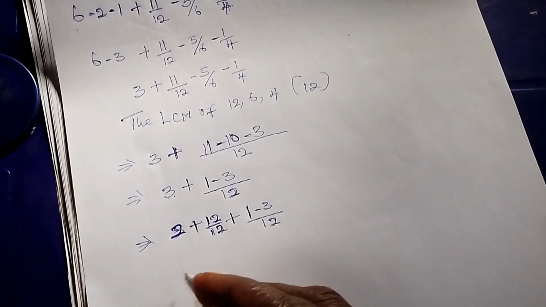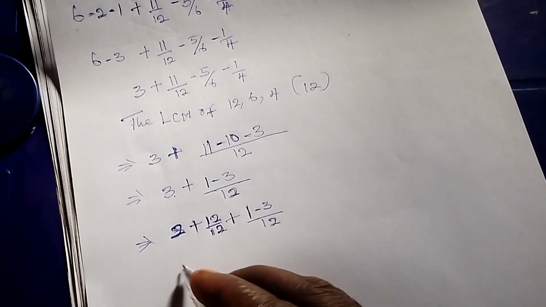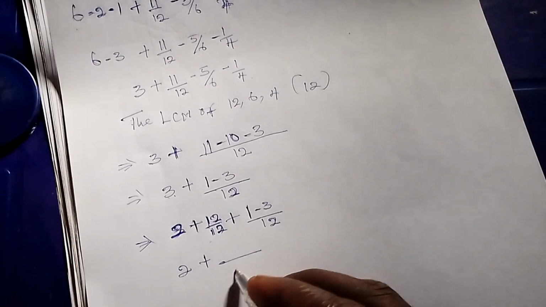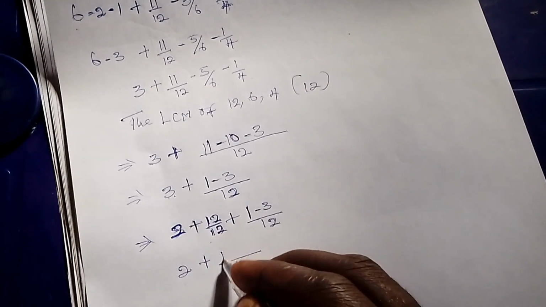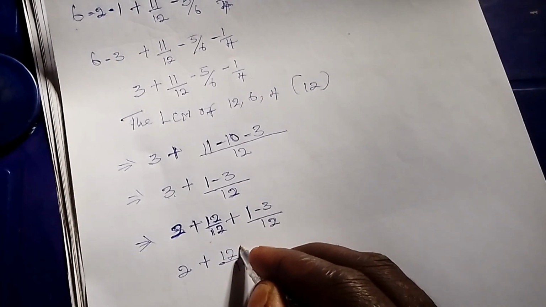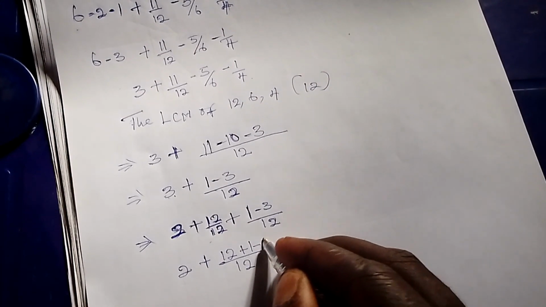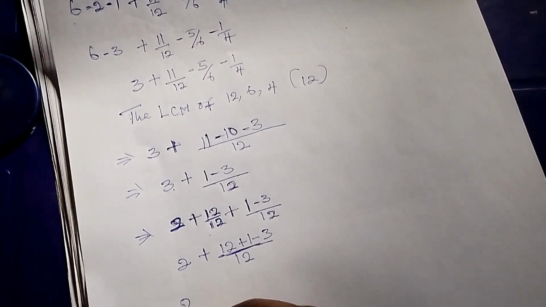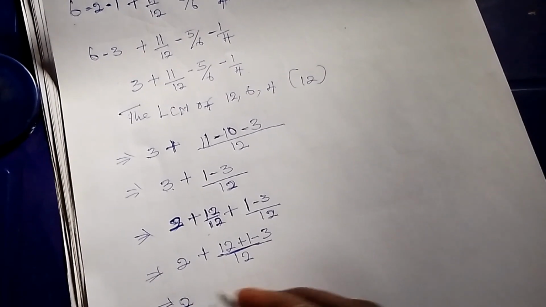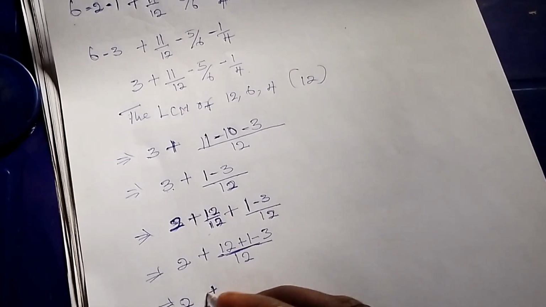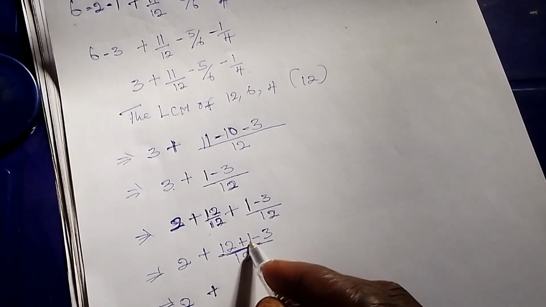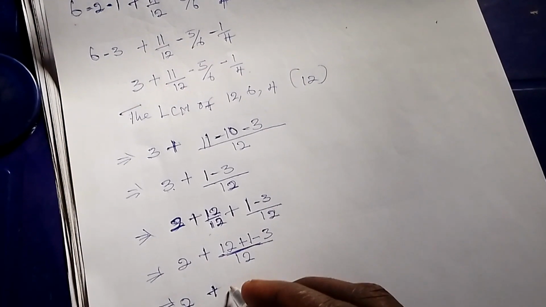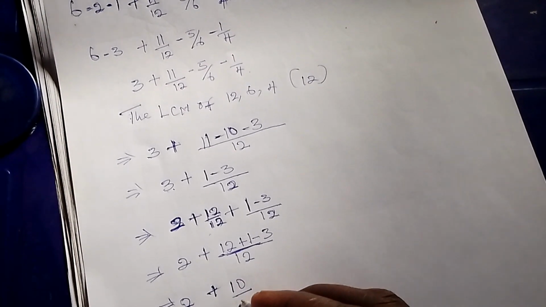So in this case now, you find out that 2 plus, the LCM of 12 and 12 is 12. 2 plus 12 plus 1 minus 3. So you have 2 plus, rationalize here, this is 12 plus 1 will give us 13. 13 minus 3 will give us 10 all over 12.